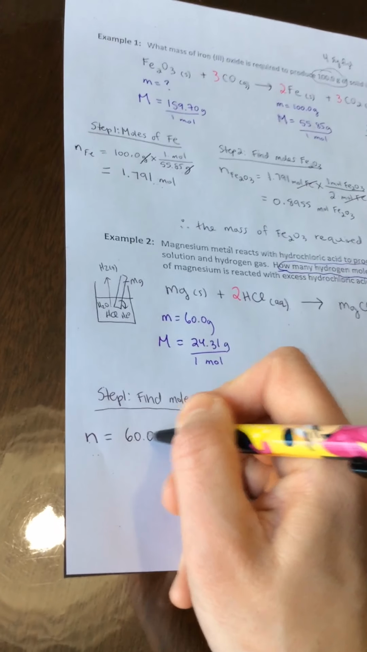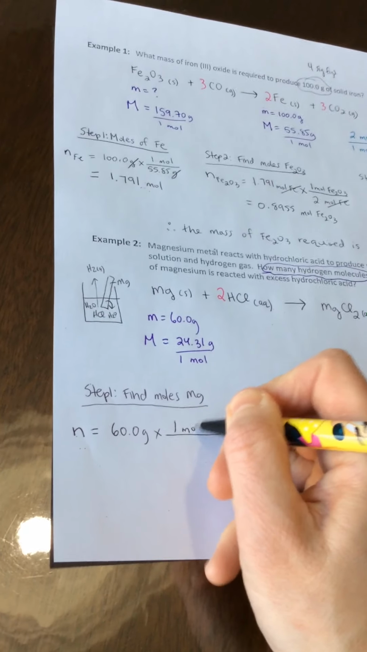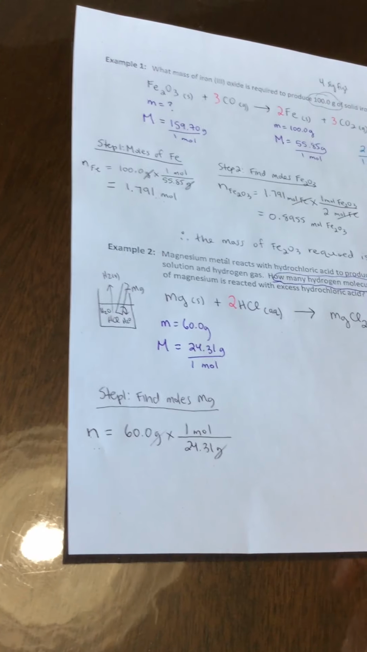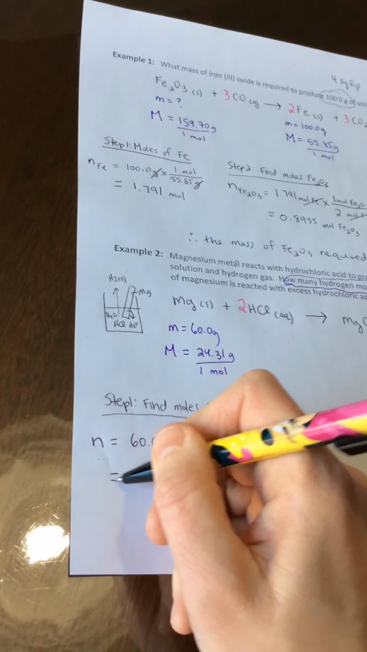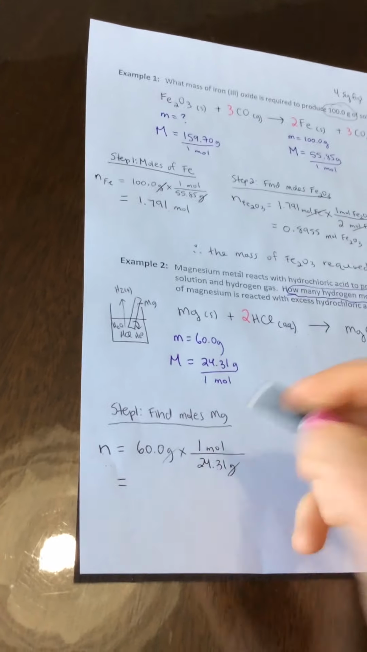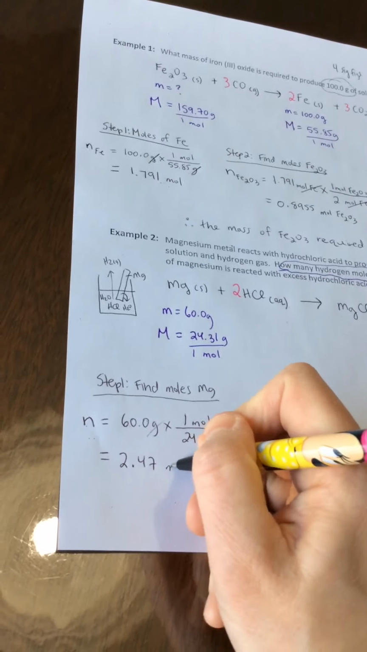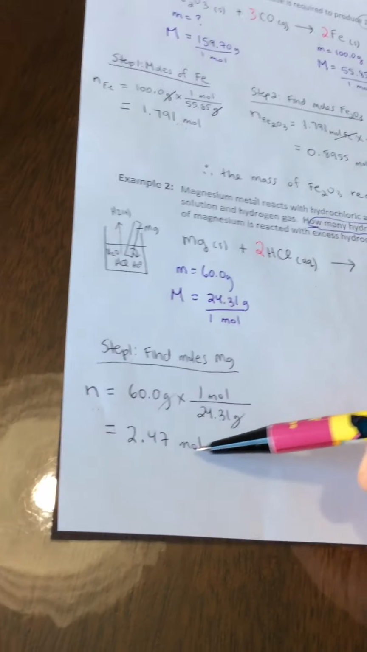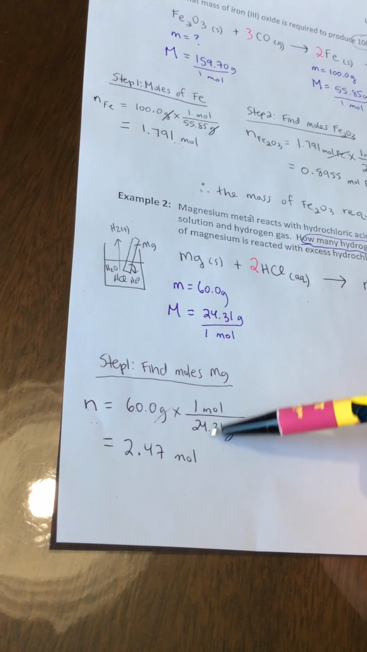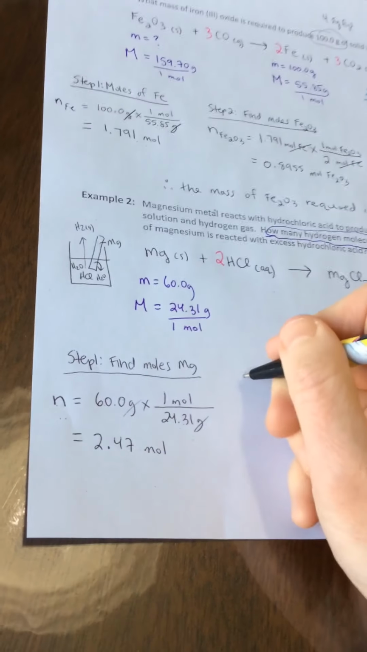We're going to take our mass and divide it by the molar mass. Grams cancel out, so I'm convinced that I'm doing this correctly. I am going to take 60.0 and divide it by 24.31, and I get 2.47 moles. When I think about that number, I have 60 grams, 1 mole is 24 grams. I have more than a mole. That number seems very reasonable.